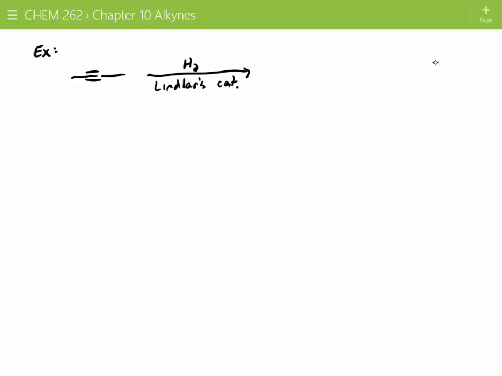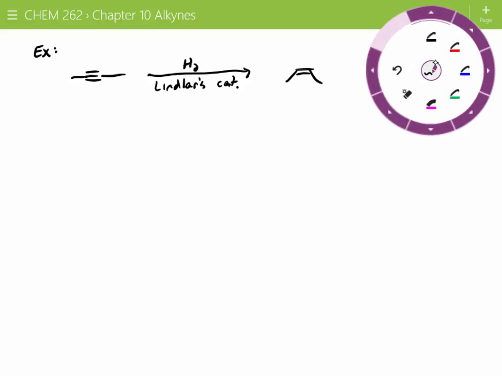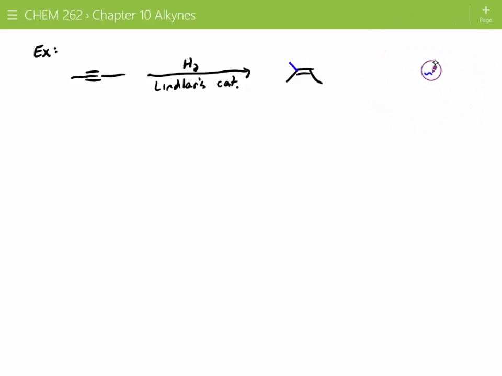Cis alkene. So we talked about in chapter 9 that when we do hydrogenation, we add hydrogens syn to one another, right? So they're going to add to the same face. So if we look at this, we'll get a product where both of our hydrogens add on the same side.